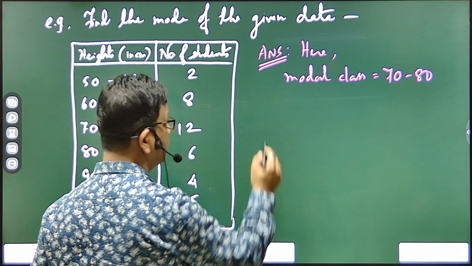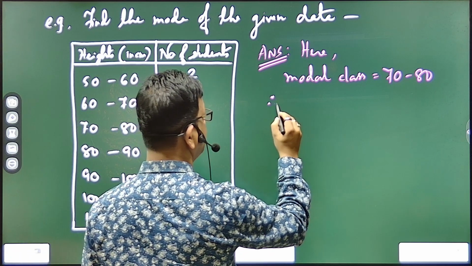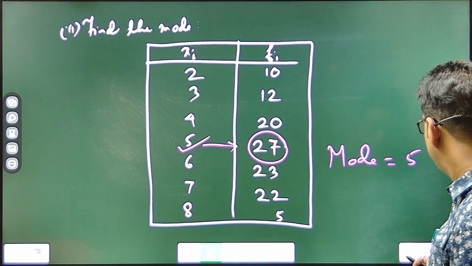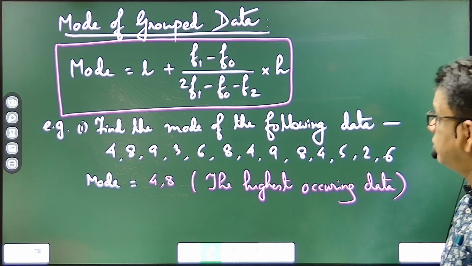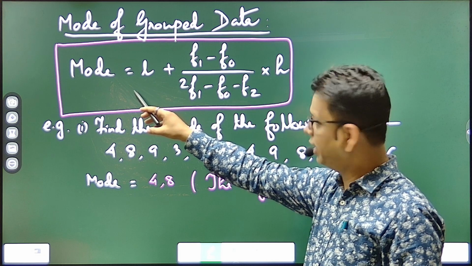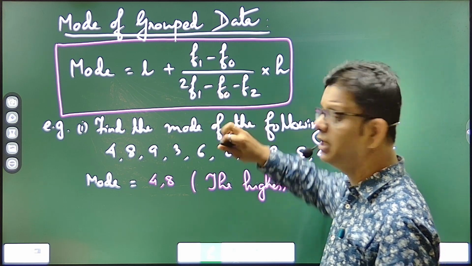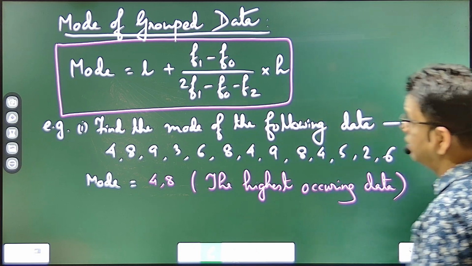After writing the modal class, we need to write L. Now what is L? In the formula, let me show you one thing once again. I'm going by this formula to find the mode. L I am going to write, h I am going to write, f1, f0 and f2 I am going to write, and we just need to put them in this formula, right?